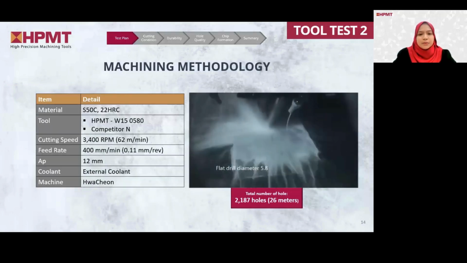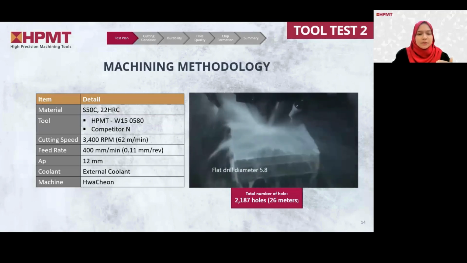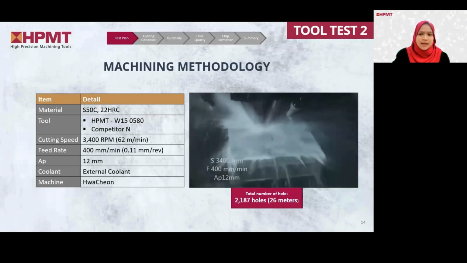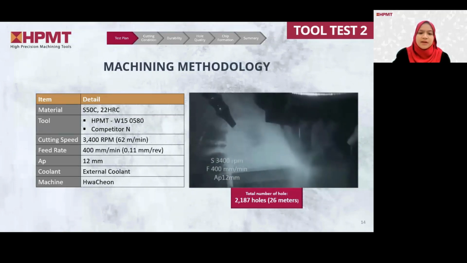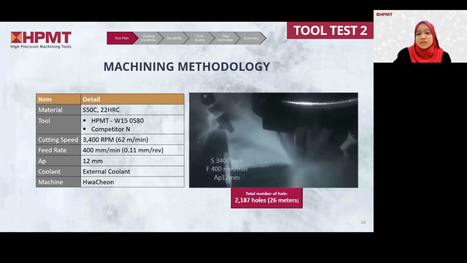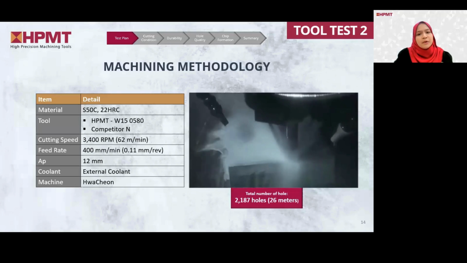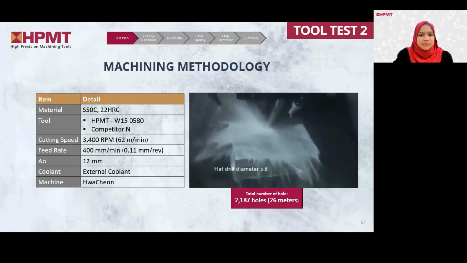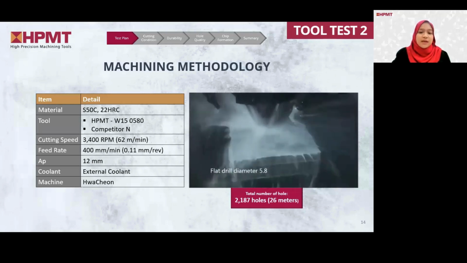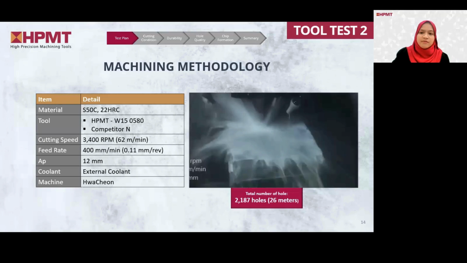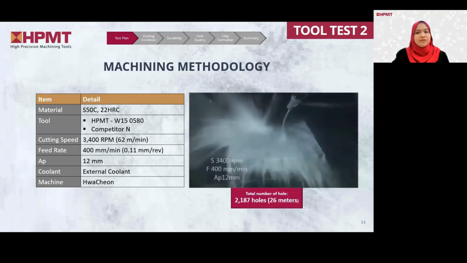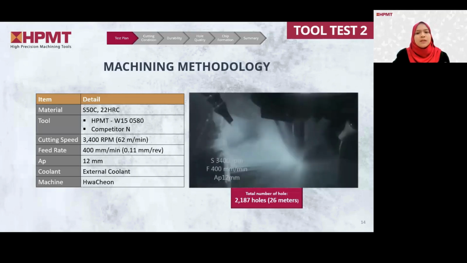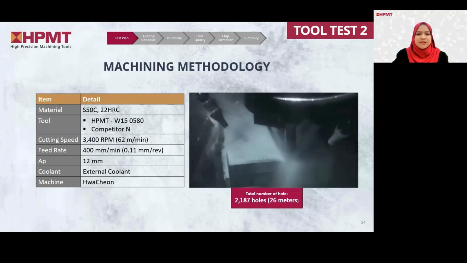All right, so we will move on to the second tool testing, highlighting the tool performance on carbon steel S50C material with hardness of 22 HRC. You can refer to the arrow at the top of the slide for your guidance. The primary objective of this test was to evaluate the overall performance of our flat drill, which is W15, against the flat drill from competitor N, who is a global benchmark competitor for flat drills.